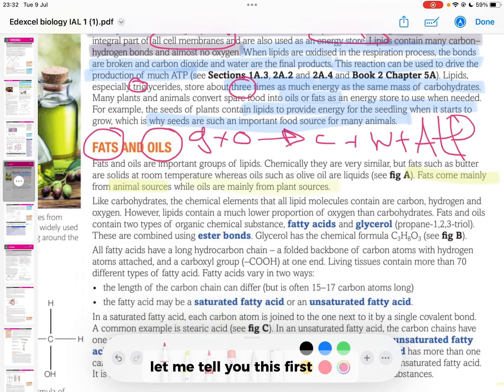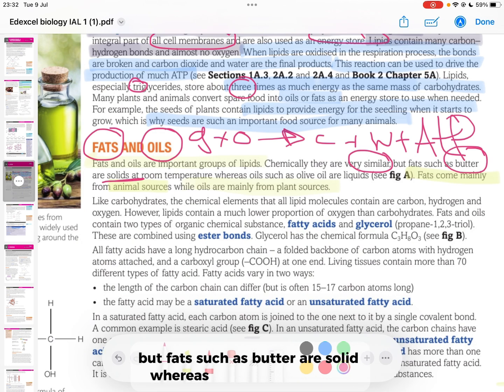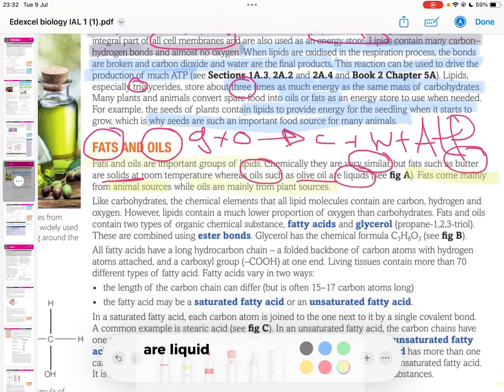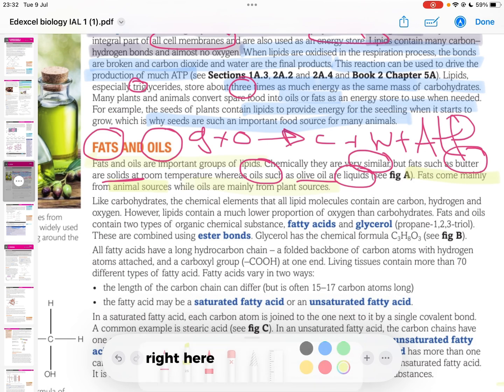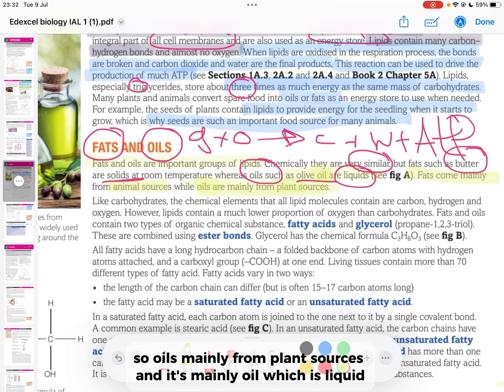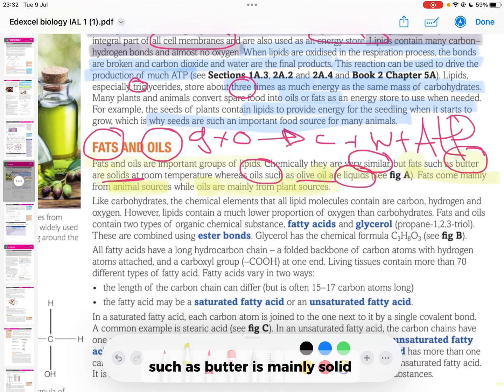Let me tell you this. First of all, the fats and oils, as we mentioned, are important groups of lipids. However, they're very chemically similar. But fats, such as butter, are solid, whereas oils, such as olive oil, are liquid. We've said now that fats come mainly from animal sources, while oils mainly from plants, right? Here, an example is olive oil or sunflower oil. Look, they came from plants. So oil is mainly from plant sources, and it's liquid, right? Whereas fats, which mainly come from animal sources, such as butter, are mainly solid.